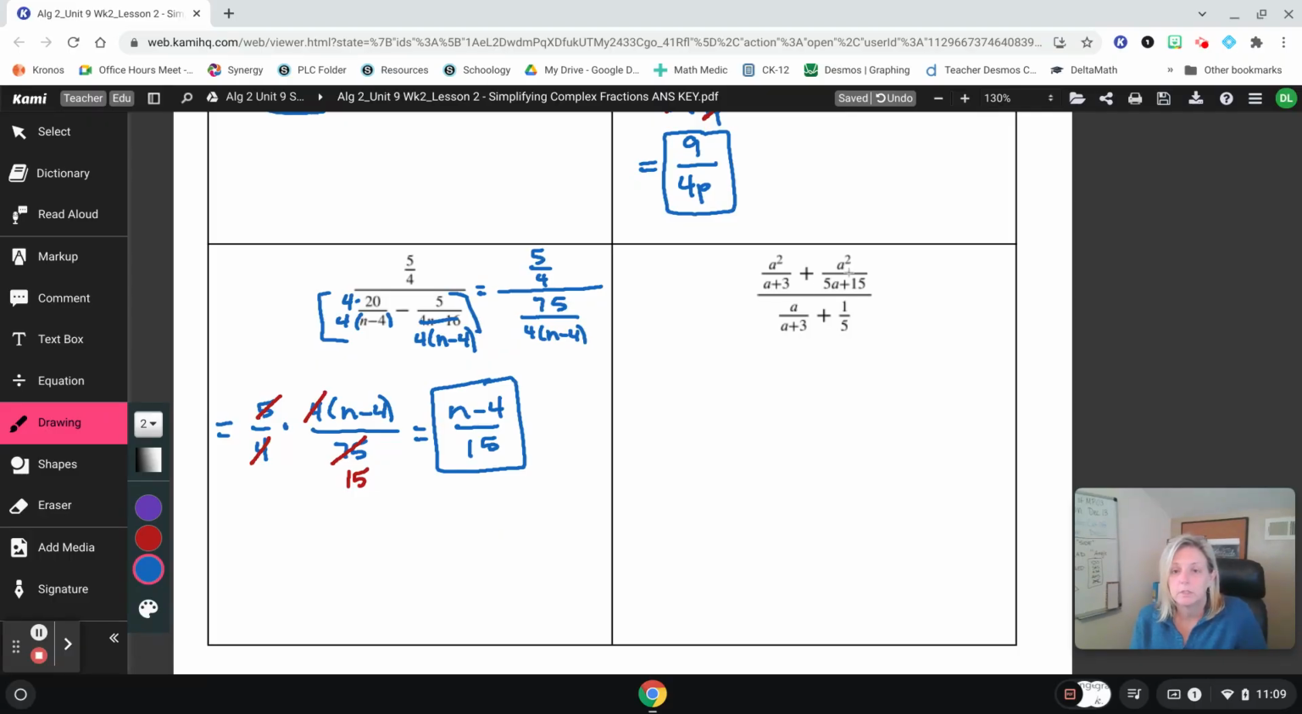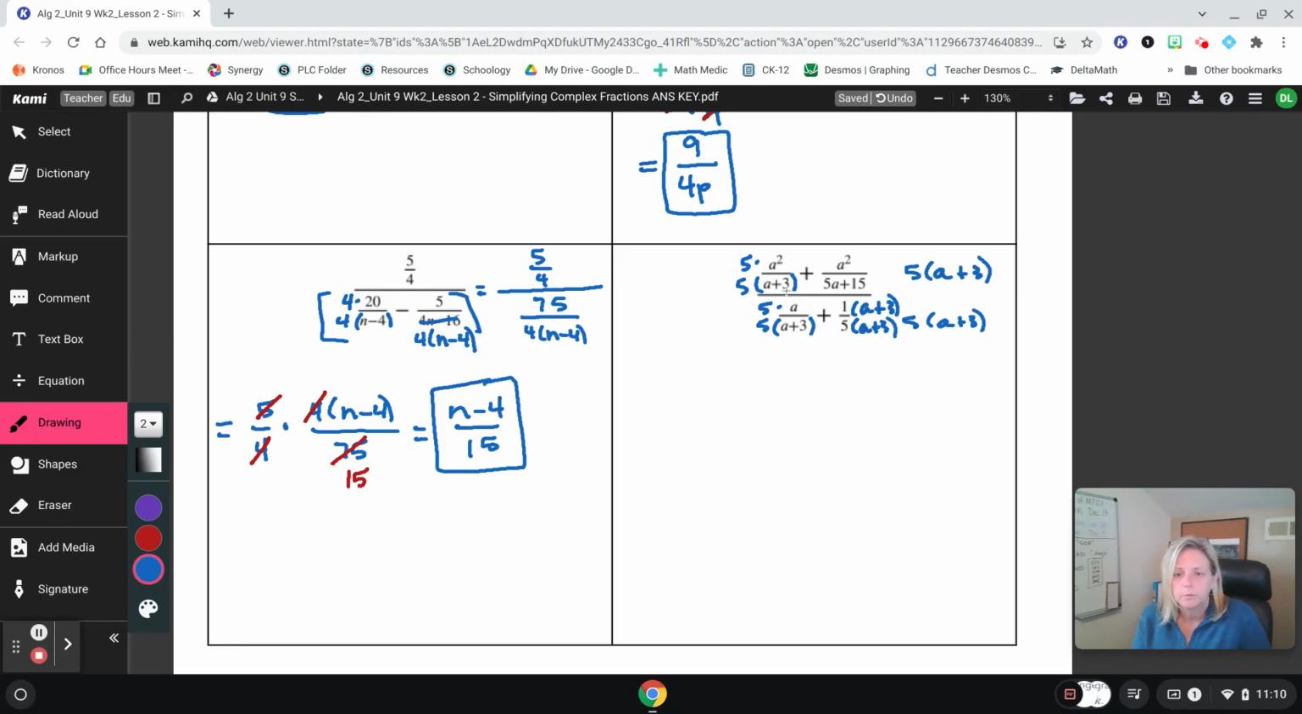Okay, so here we have to do this twice. So we have to find a common denominator for the numerator and for the denominator. So we'll do these one at a time. Here I can see that my denominator is going to be 5 times a plus 3. Sorry about that. And so over here I have to multiply both of these by 5. The denominator down here is also going to be 5 times a plus 3 because I have an a plus 3 here and I have a 5 here. So I just multiply them together. So this left side is missing a 5 and the right side is missing the a plus 3.